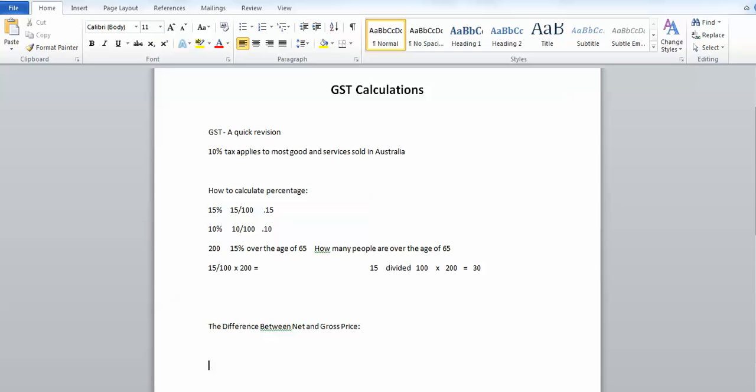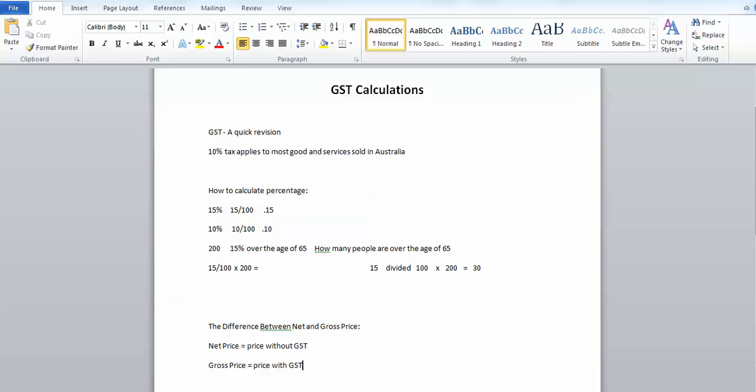Let's think of the difference between the net and gross price. The net price, that is the price without GST. The gross price then, that is the price with GST.